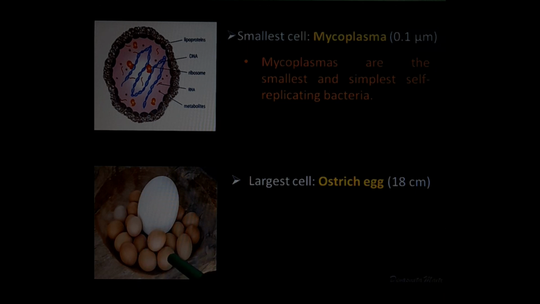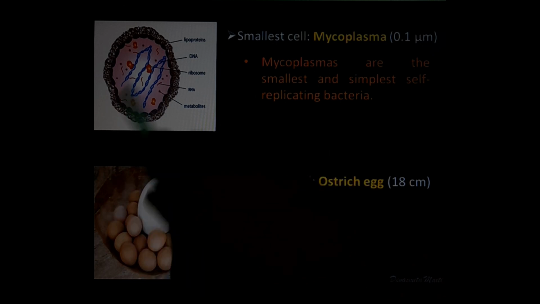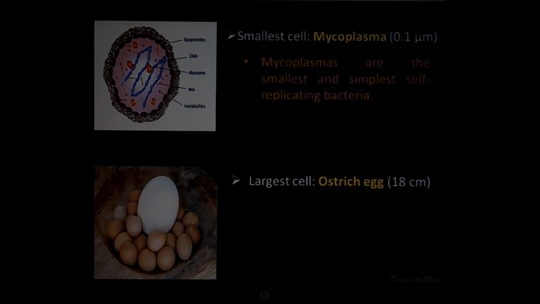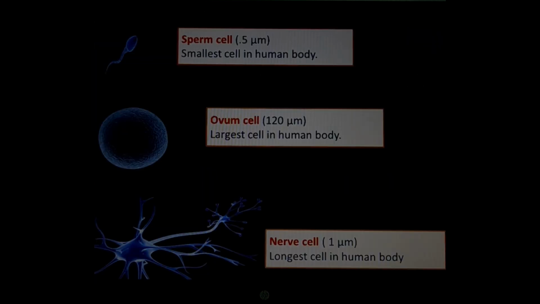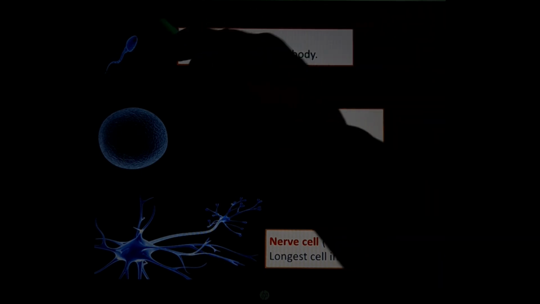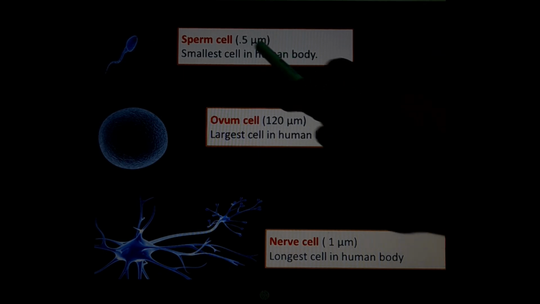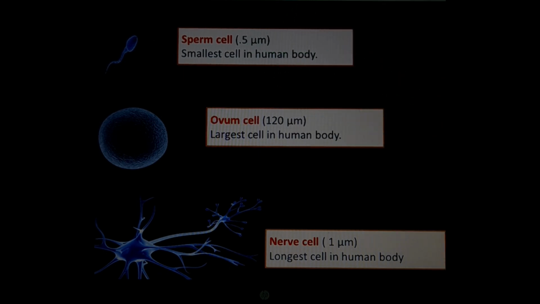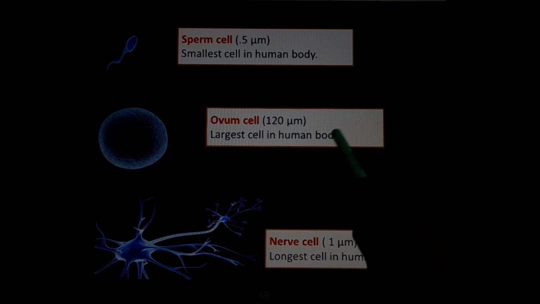In this picture we can see the ostrich egg compared with other normal birds' eggs, like hen or duck. This egg is actually a single cell. Okay, so the egg cell is 11 centimeters. But when we discuss the smallest cell in the human body, the smallest cell is the sperm cell, that is 0.5 micrometers, and the largest cell in the human body is the ovum cell, that is 120 micrometers.